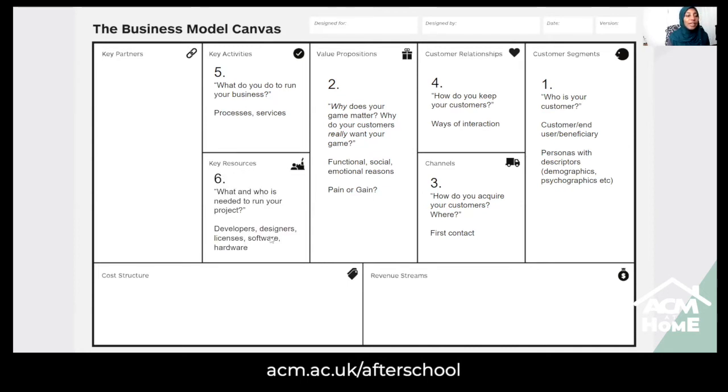So the next one is to see, do we have the resources for doing these activities? So what and who is needed to run your project? And here you're listing the game dev team, the infrastructure, the IT, the offices and all that comes with it. But then also licenses. Sometimes you'll need to partner up with other people or other businesses, and you'll need a lot of licenses and agreements and software and hardware that is outside of your business. So you need to list everything here that you basically can't be without.